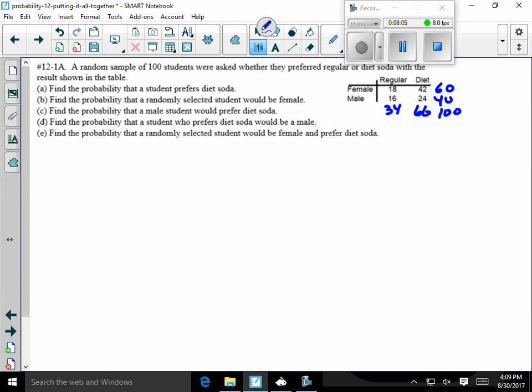Okay, so for part A, it says to find the probability that a student prefers diet soda. So if I were to write the probability statement, I'm just saying what's the probability that a student likes diet. Okay, so that's a simple probability, which means the denominator is going to be the entire sample space, all 100 students here, the entire sample space.